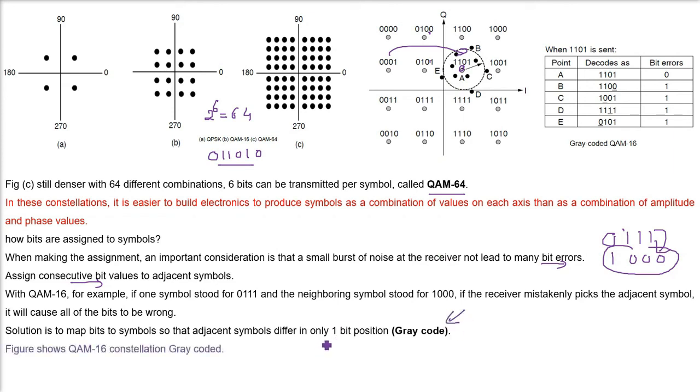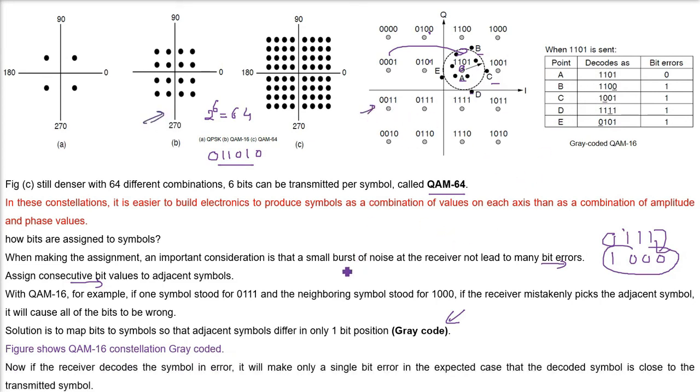So you see here, we have an example. This figure shows a Gray coded QAM 16 constellation. Now these combinations all differ by only 1 bit, Gray coded. Now if the receiver decodes the symbol in error, it will make only a single bit error because of the Gray code.